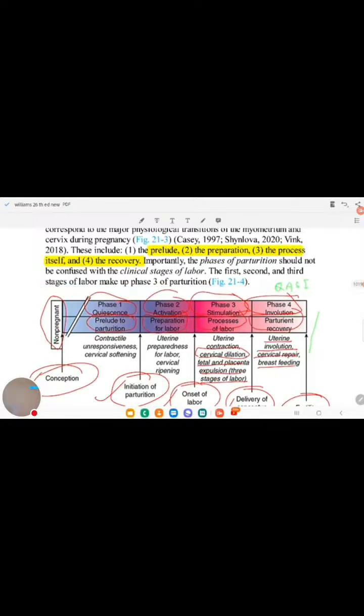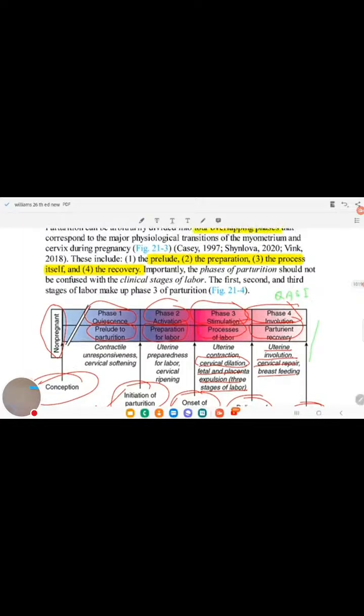Then phase 2, that is the activation phase. You have to prepare for labor now. How do you prepare? Uterine preparedness for labor, like cervical ripening. In phase 3, the process of labor, it has already started, meaning uterine contraction has started, cervical dilatation started, fetal and placental expulsion.